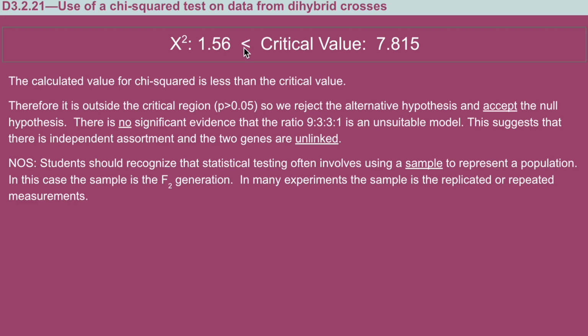The opposite would be true if the chi-squared value is greater than the critical value. We would then reject the null hypothesis, and we would say that there's likely some form of gene linkage occurring or some type of inheritance that is not following our general Mendelian rules.